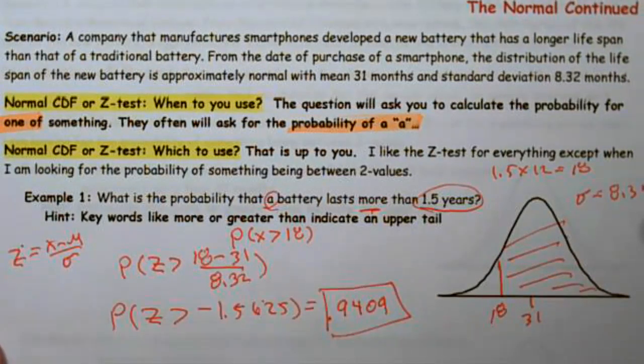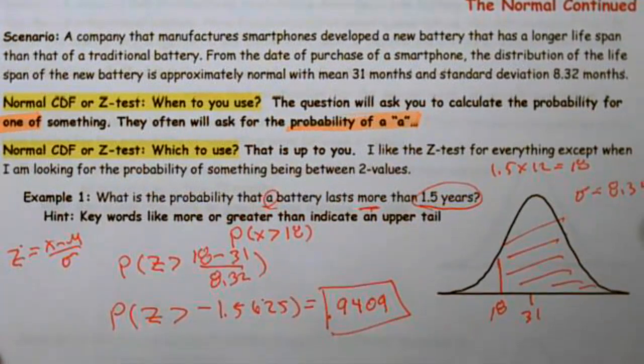And that's my final answer. All right, so about 94% of the batteries will last at least 18 months.